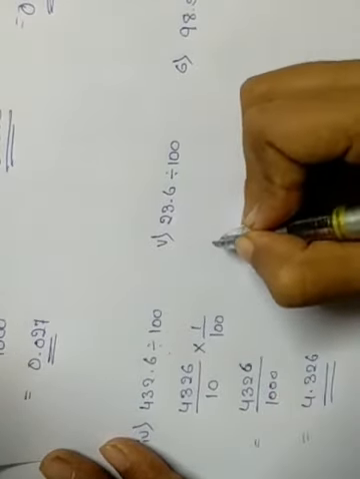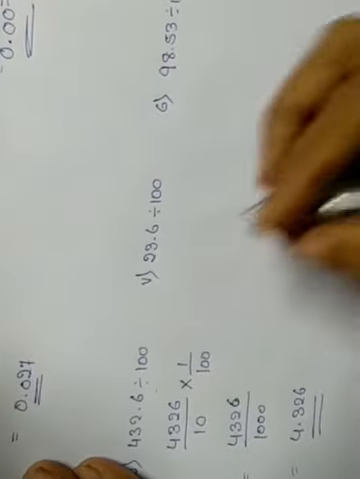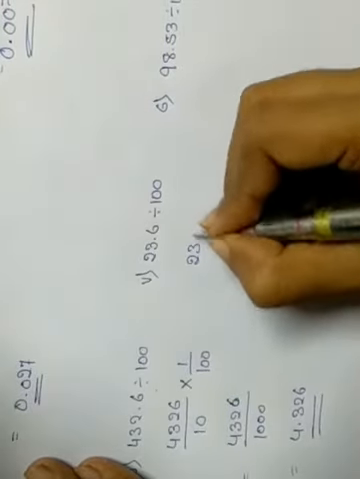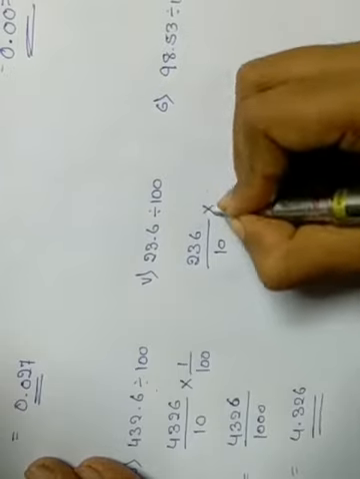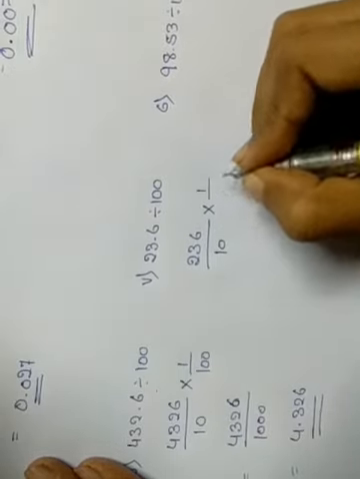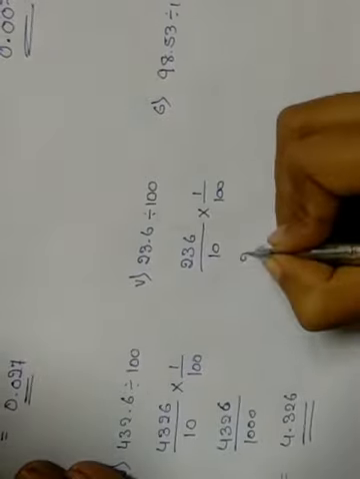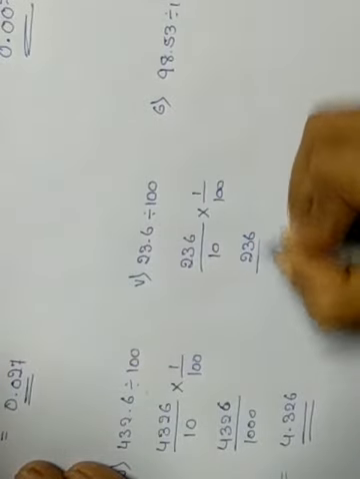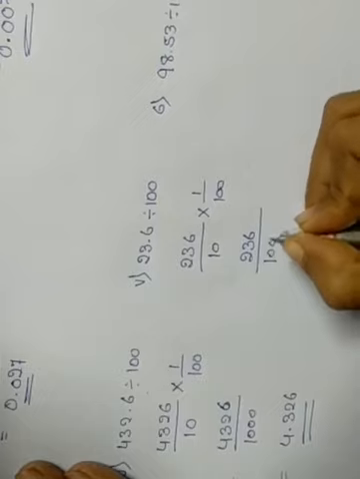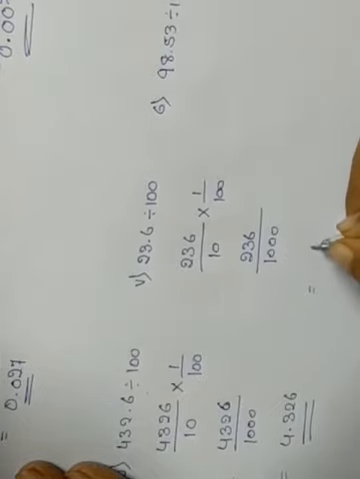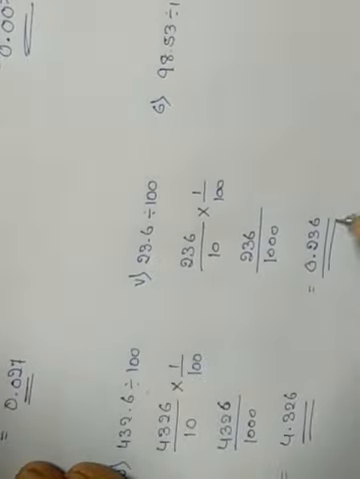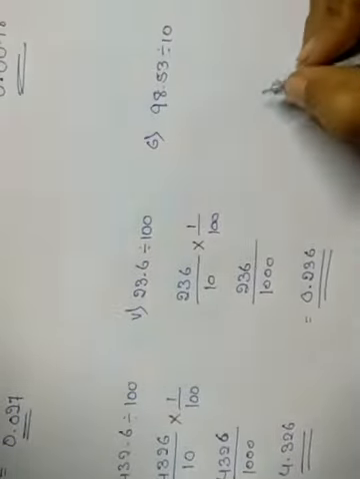Then fifth one, 236 divided by 10 into, immediately reciprocal the 100. We'll get 236 ones are 236. 10 into 100 is 1000. 236 decimal point 10. Right? This is homework.